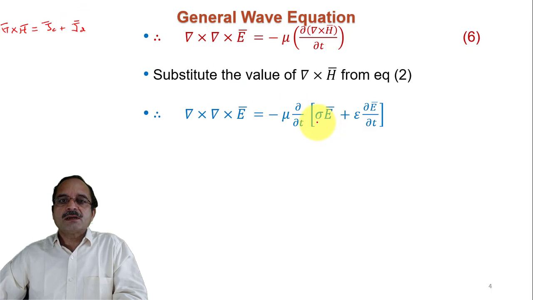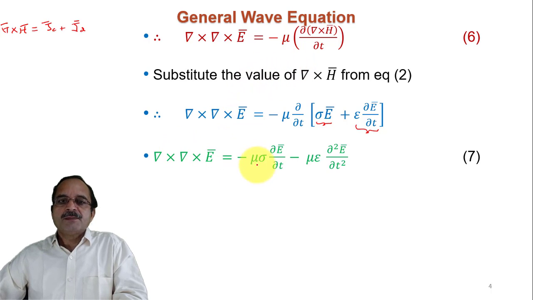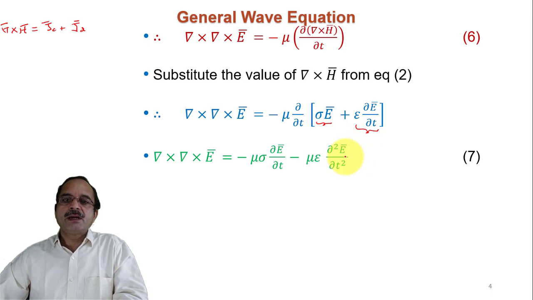So this is conduction current density and this is the displacement current density. We have substituted from equation number 2 here on the right hand side of equation 6. So simplifying this, right hand side I get minus mu sigma d/dt of E minus mu epsilon, now this is second order derivative, d2E by dt square.